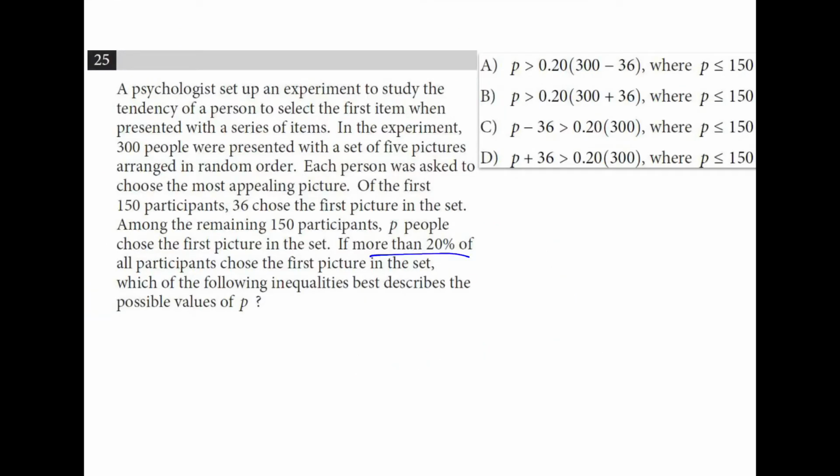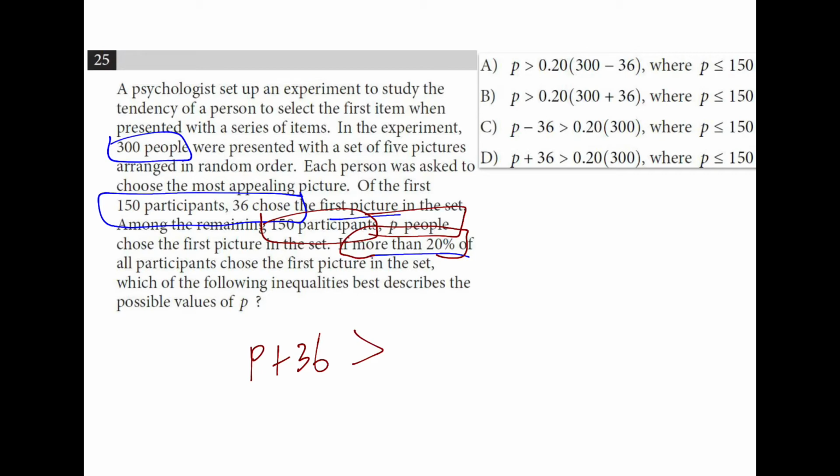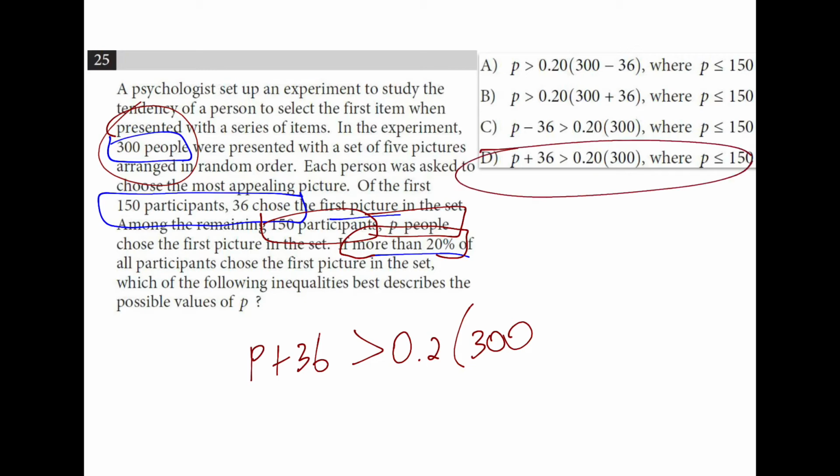Here we're looking at an experiment where there's 300 people, and out of the first 150 we know 36 chose the first picture, and for the next 150, P people chose the first picture. And if you take those two and you combine them, P plus 36, more than 20%, so that's going to be greater than 0.2 times the total of both sets, 300. And that's going to be D.